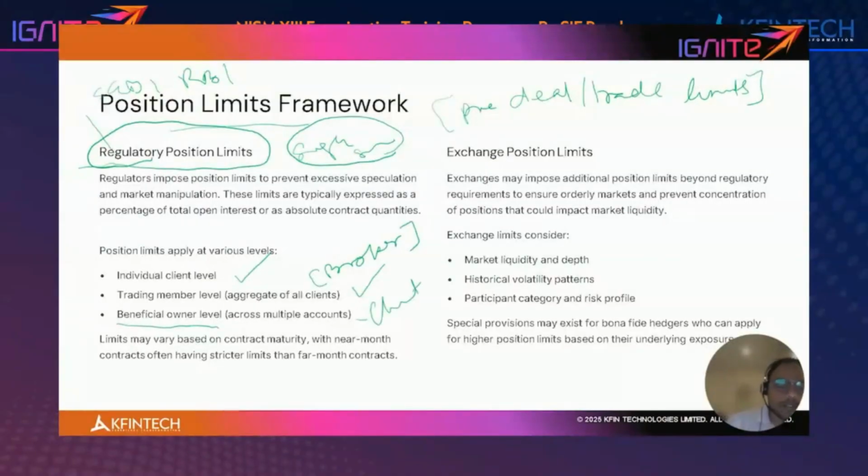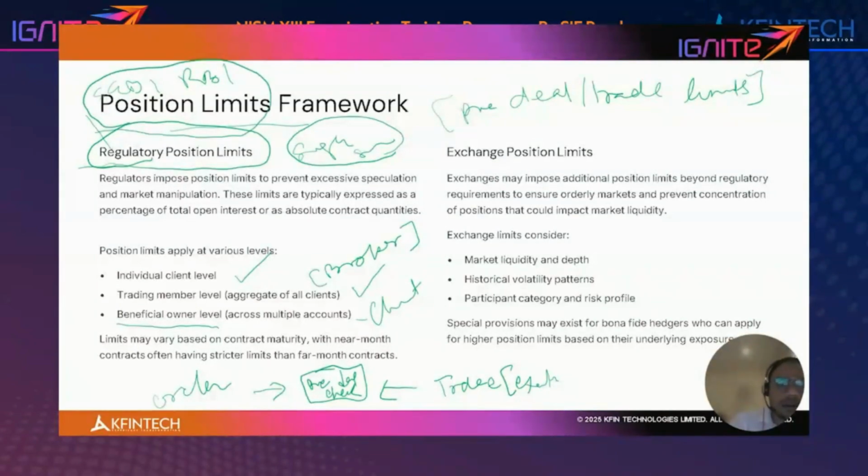Now what happens is when you place the order, before the trade is executed, there is a pre-deal check. Pre-deal check means checking the deal or checking the order against these limits. If the order passes these limits, then the trade is executed. If the order fails this limit, then the trade is stopped at this level only. The order is stopped at this level only.